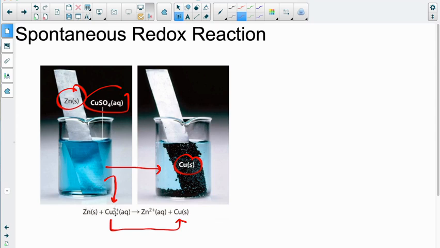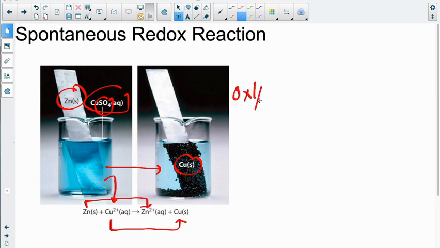When we take a close look at this ionic equation here, it's also known as the net ionic equation. We have removed the sulfate ions because the sulfate ions were spectator ions. We can see that zinc goes from solid zinc to zinc 2+. Well, that's oxidation, and copper 2+ going to copper solid is reduction. We can write half reactions for these.